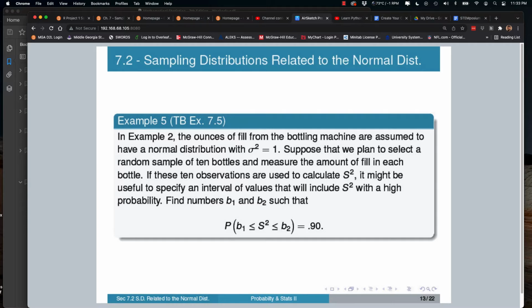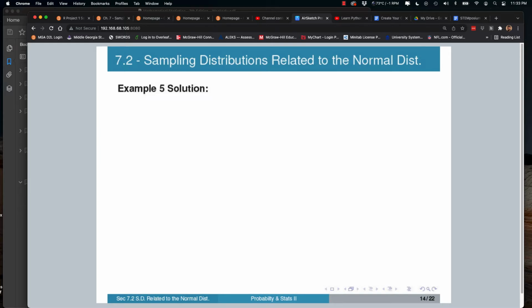Find numbers b sub 1 and b sub 2 such that the probability of b sub 1 less than or equal to s squared less than or equal to b sub 2 is equal to 0.9, or 90% if you want to think about it that way. So this isn't a terrible problem here.